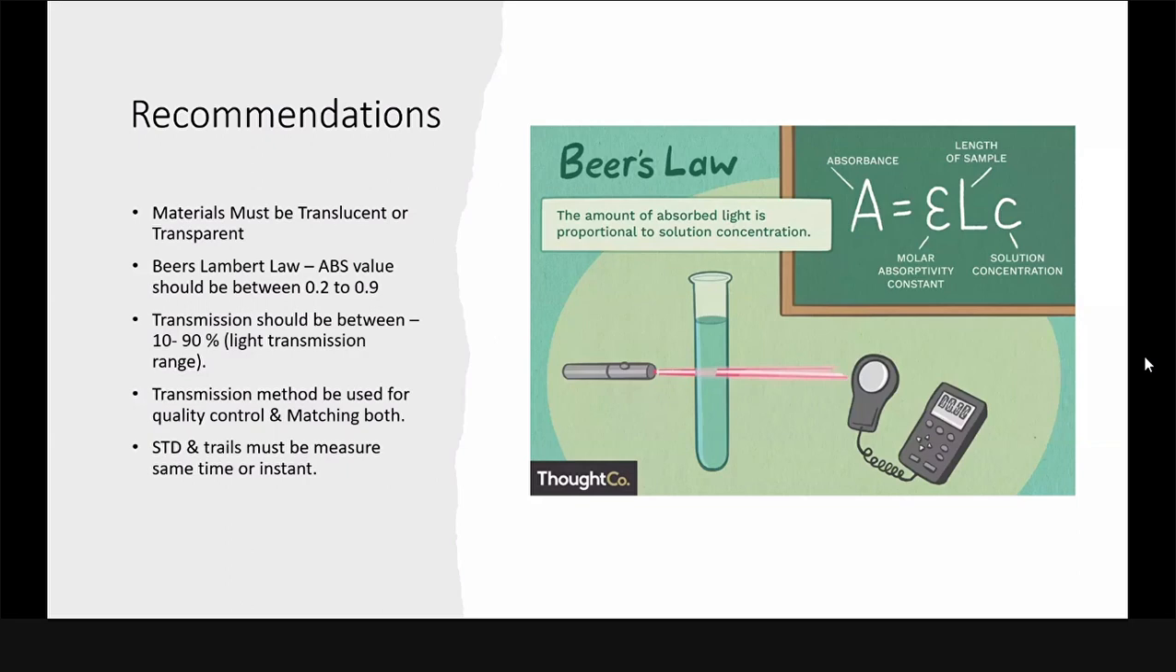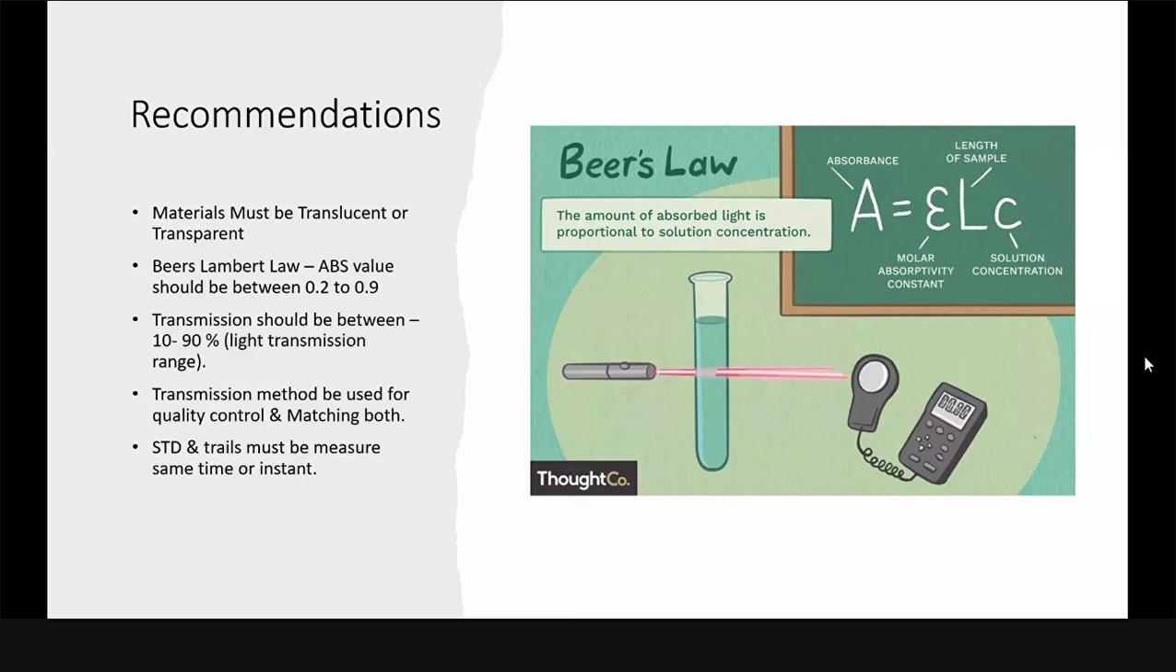And finally, the standard and the tile must be measured at the same time. For instance, whenever we are going to do a transmission measurement, it is highly recommended that the standard and the batch or trial be measured at the same time or instantly, one after another, because then it will avoid any kind of uncertainty or any kind of deviation.